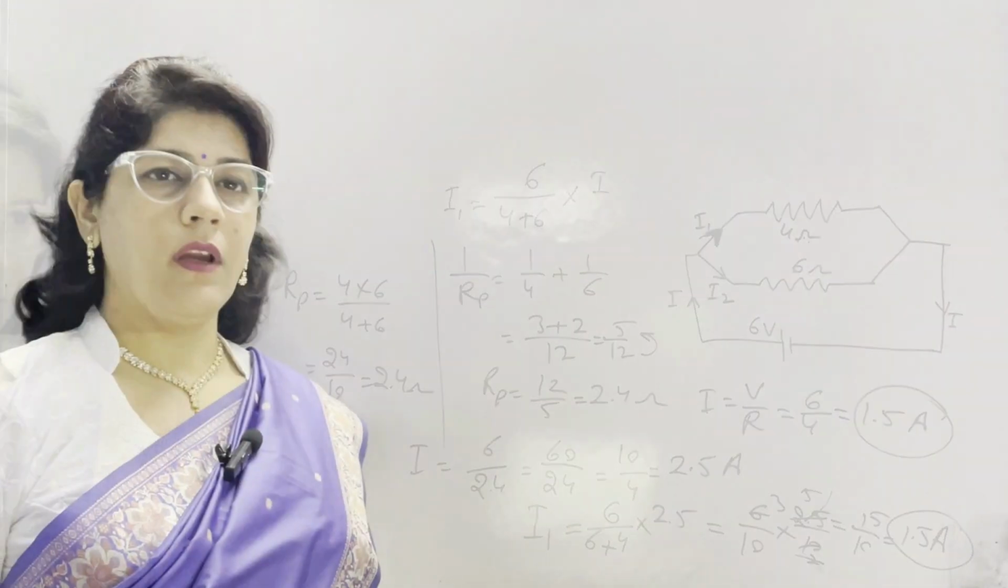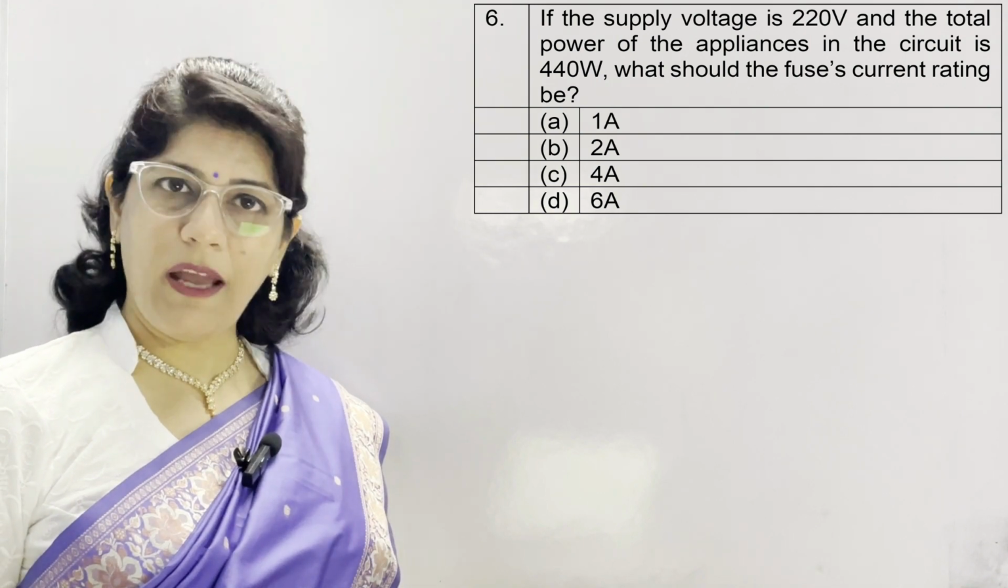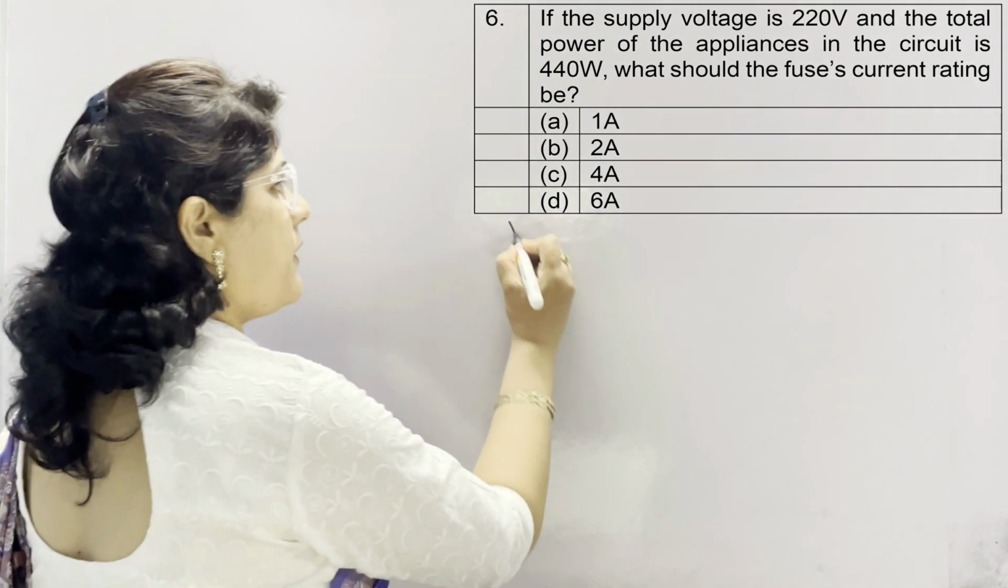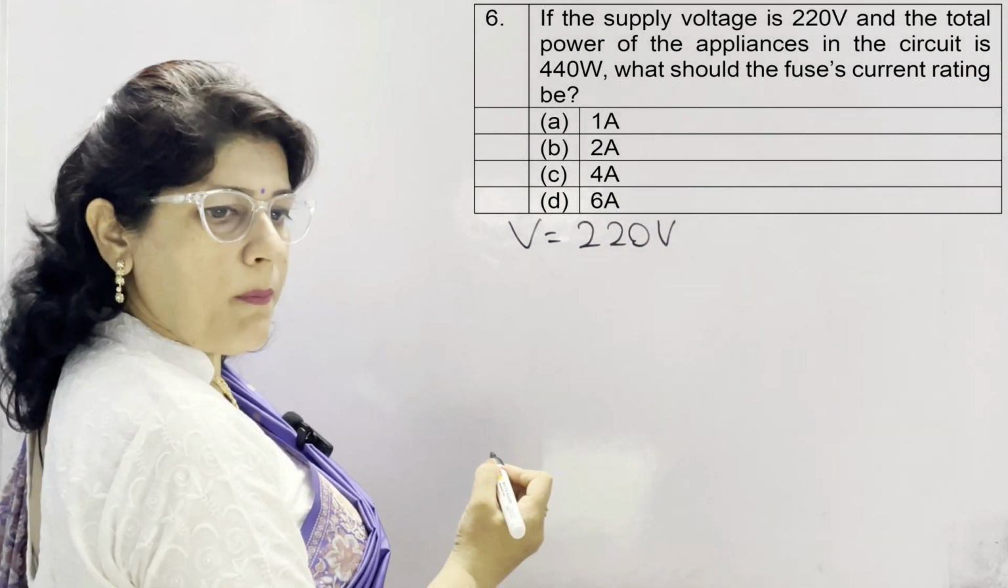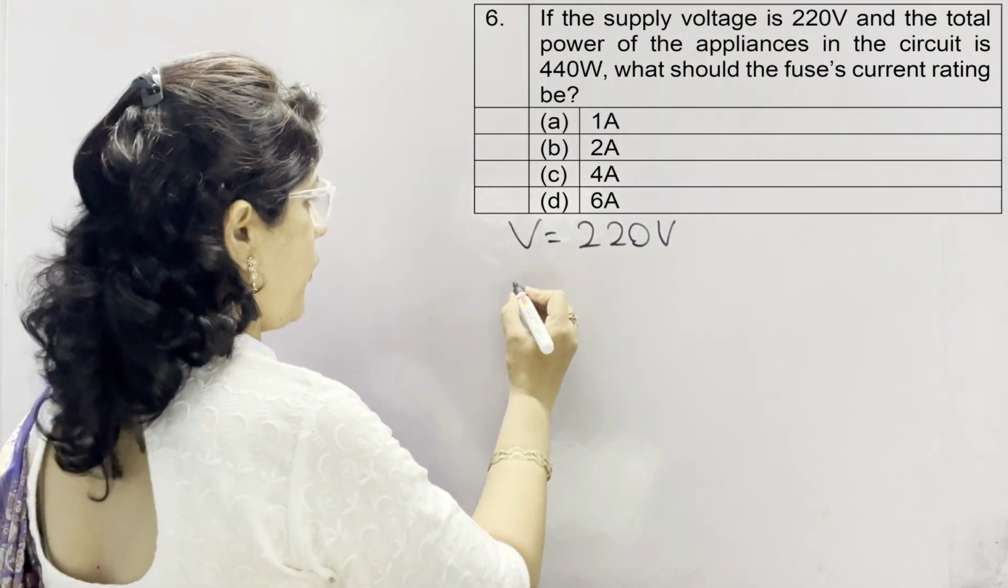In question number 6, if the supply voltage is 220 volt, V is given as 220 volt, and the total power of the appliances in the circuit is 440 watt.